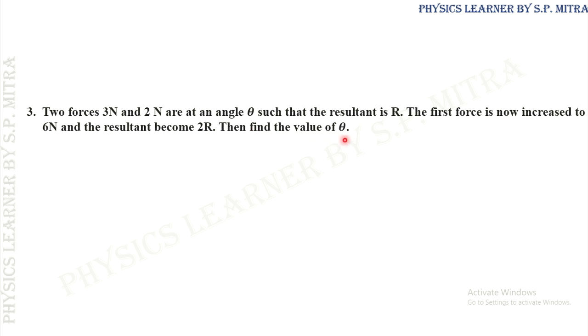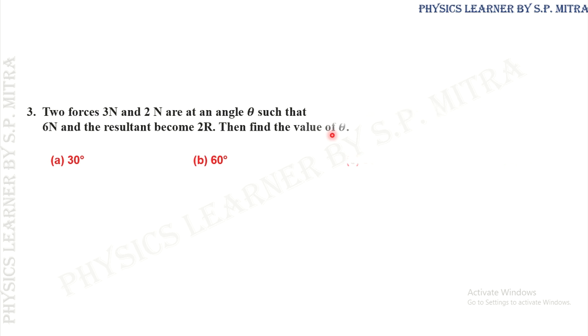Let me explain the problem in detail first. There were two vectors, one was 3 Newton and another was 2 Newton. They were inclined at an angle theta degrees with each other. At that time the resultant was R. Now the first vector, that is 3 Newton, is increased to 6 Newton and the resultant becomes 2R. This is the given condition from which you have to determine the value of theta. Here are the options for you. This problem is also based on the parallelogram law of vector addition.